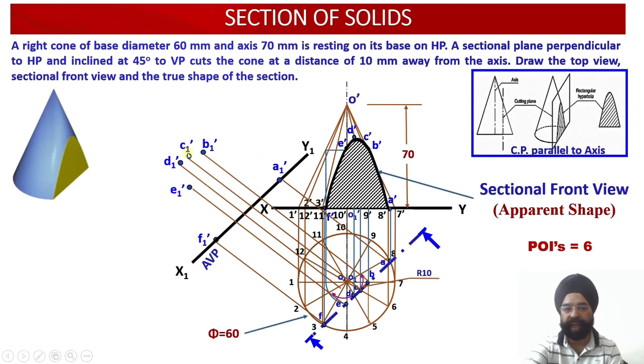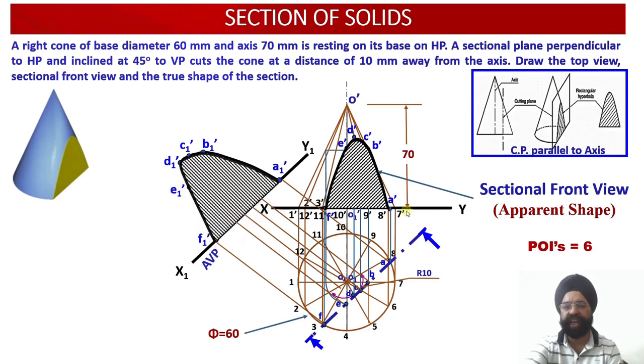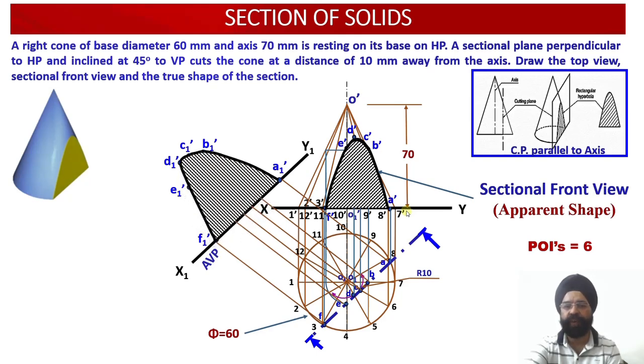So having located all these points, again a freehand curve has been created and shading has been done at an angle of 45 degrees with respect to X1 Y1. This view is called the auxiliary elevation, which is obtained on the AVP which happens to be parallel to the cutting plane. So this view provides us with the true shape of this cut section, right?